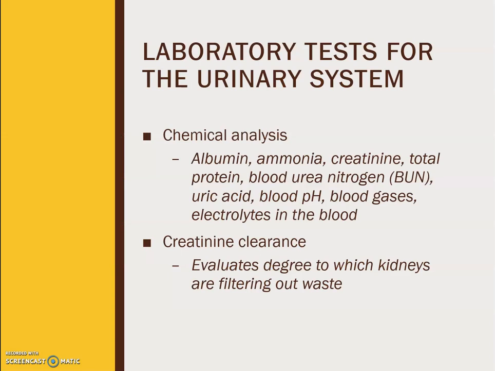So we could do the chemical analysis, which includes albumin, ammonia, creatinine, total protein, BUN, uric acid, blood pH, blood gases, and electrolytes in the blood. Creatinine clearance evaluates the degree to which the kidneys are filtering out waste, and we commonly do this test if we think there is a dysfunction with the kidneys.